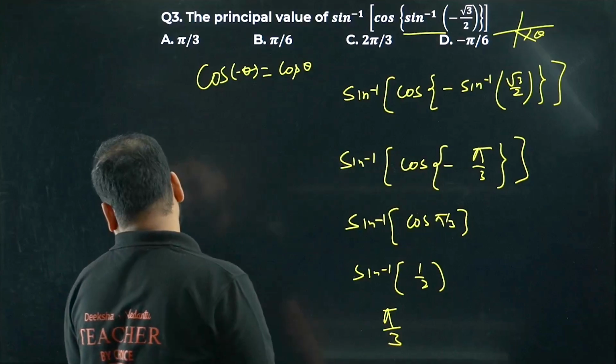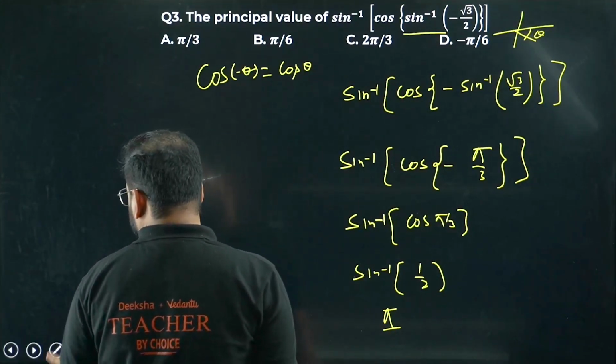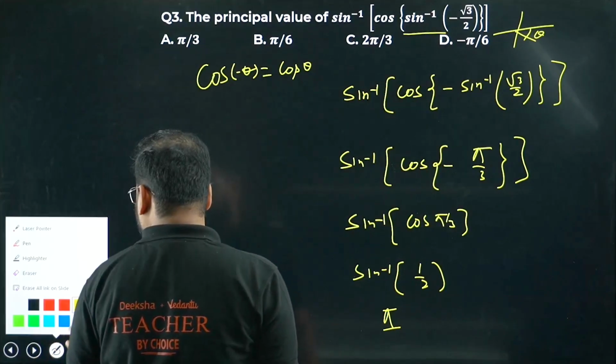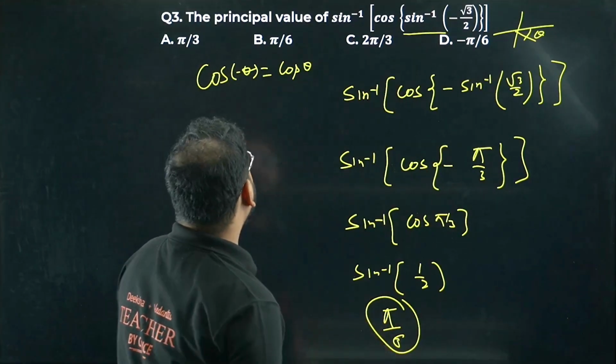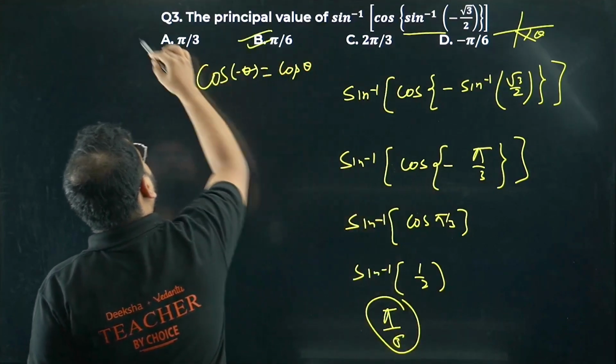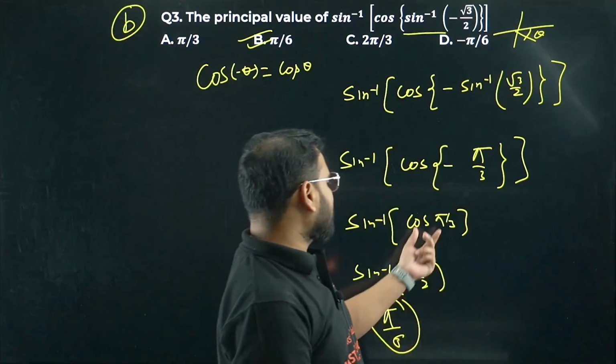No, pi by 6, not pi by 3. Excuse me. Pi by 6. The answer will be option number B. Option B is correct. Pi by 6.